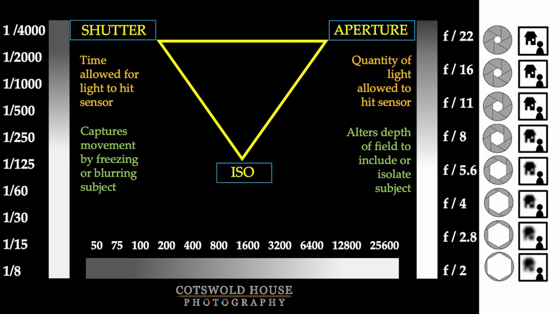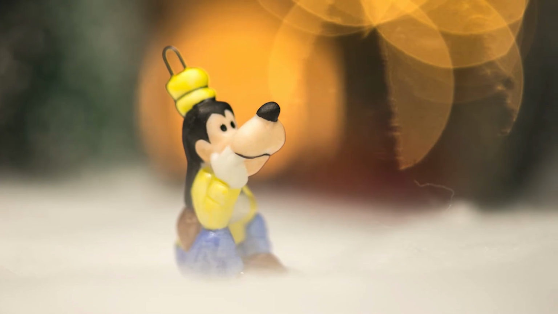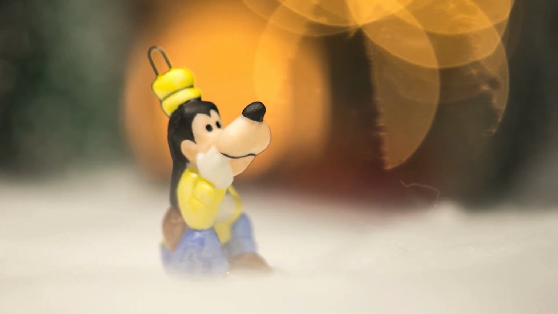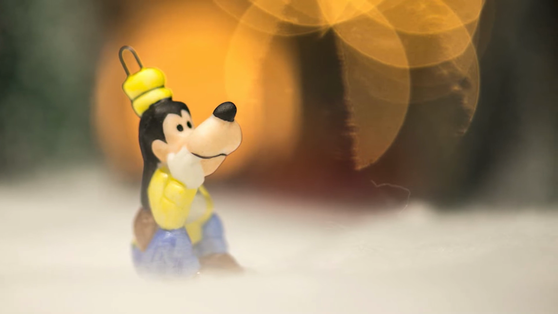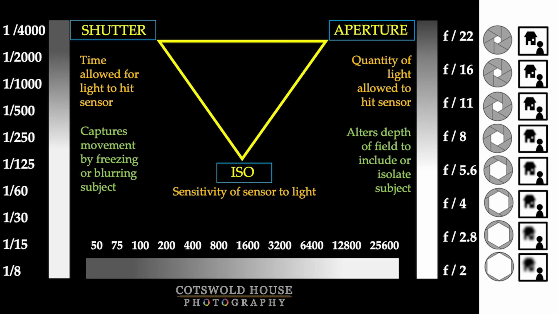And by depth of field, we mean the distance between the closest and the farthest objects in a photo that appear defined or perceived as sharp. This allows us to include or isolate our main subject from the background and sometimes foreground. The third element of the exposure triangle is ISO. ISO is all about the level of sensitivity to light.